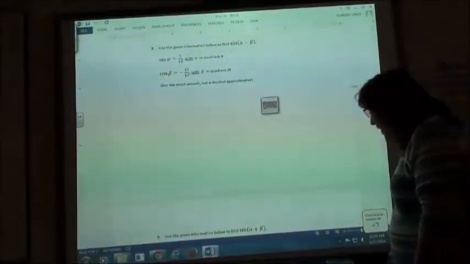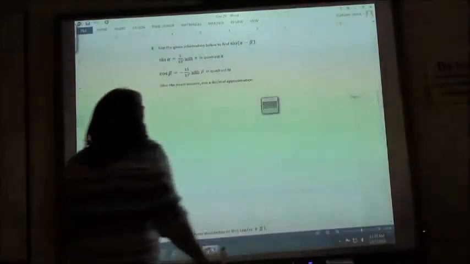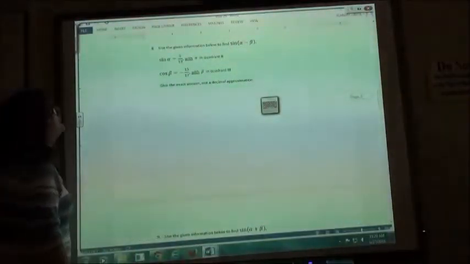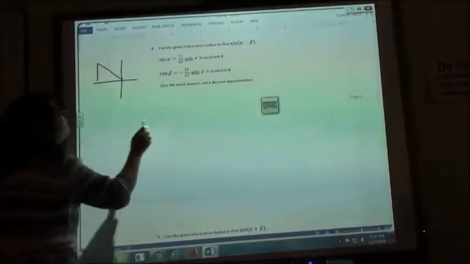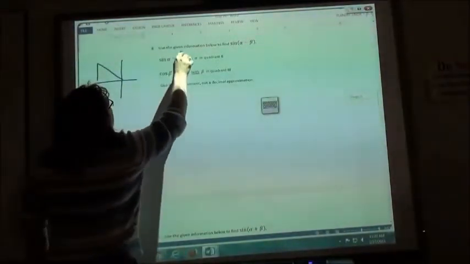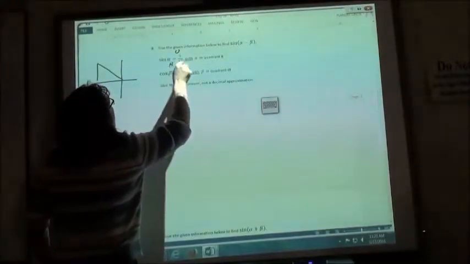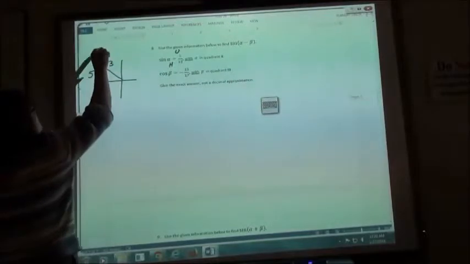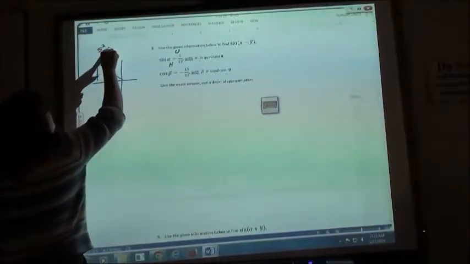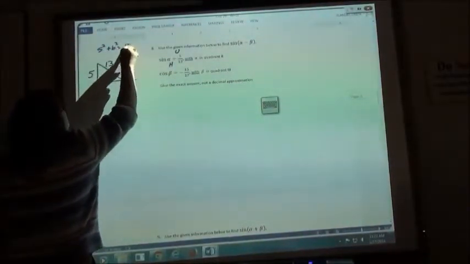Number 8, we're doing sine of alpha minus beta. Alpha is going to be 5/13. It's in quadrant 2. So in quadrant 2, my sine is going to be the opposite over the hypotenuse. So 5 and 13. So 5 squared plus b squared equals 13 squared.